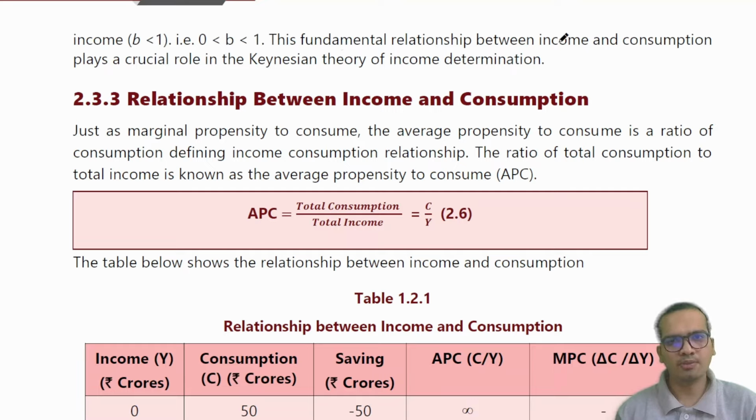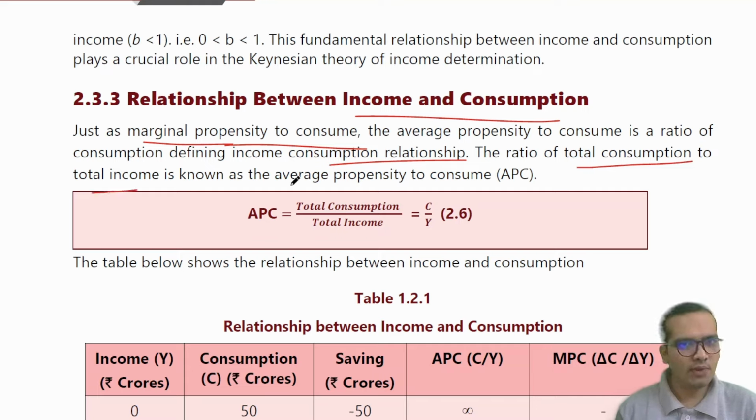The fundamental relationship between income and consumption plays a crucial role in the Keynesian theory of income determination. Then we have the relationship between income and consumption. Just as the MPC, marginal propensity to consume, the average propensity to consume is the ratio of consumption to income. The ratio of total consumption TC to total income is also known as average propensity to consume, APC. Earlier it was MPC. So average propensity to consume equals total consumption divided by total income, also denoted as C divided by Y. The table shows the relationship between income and consumption.